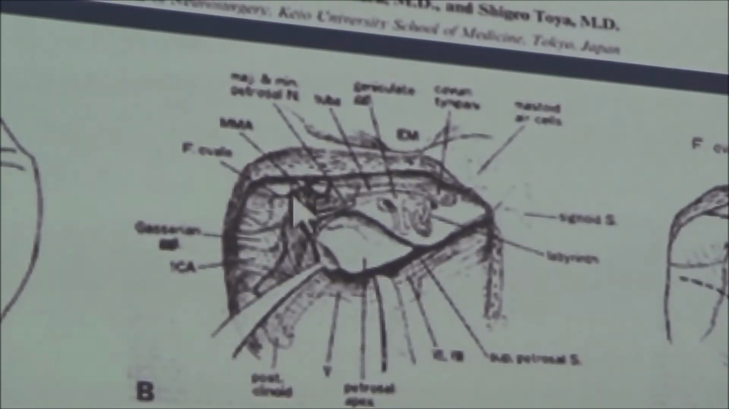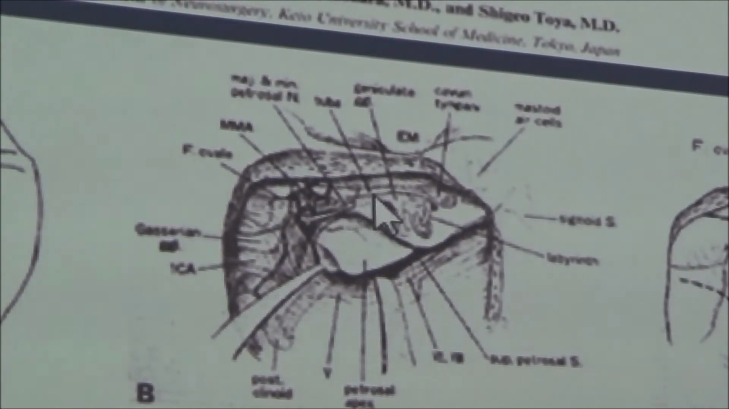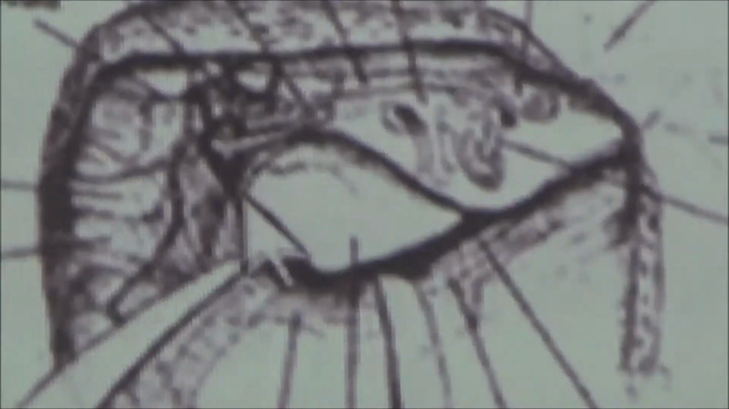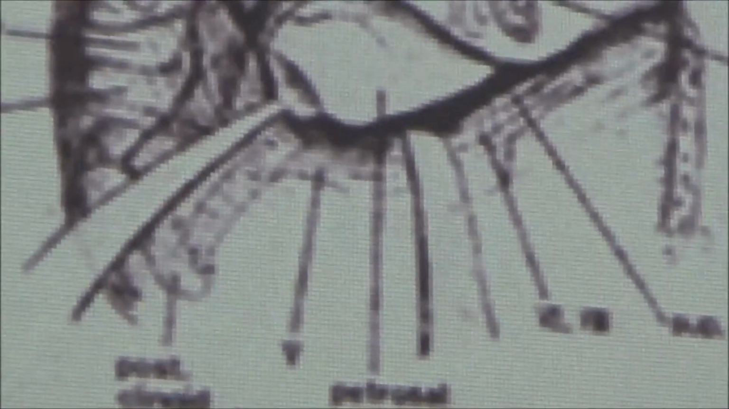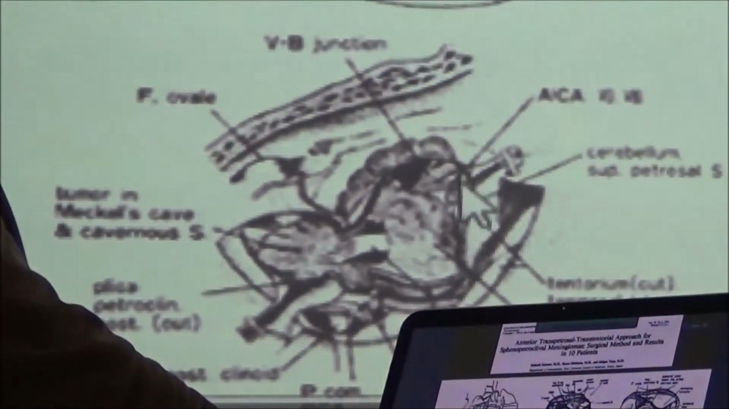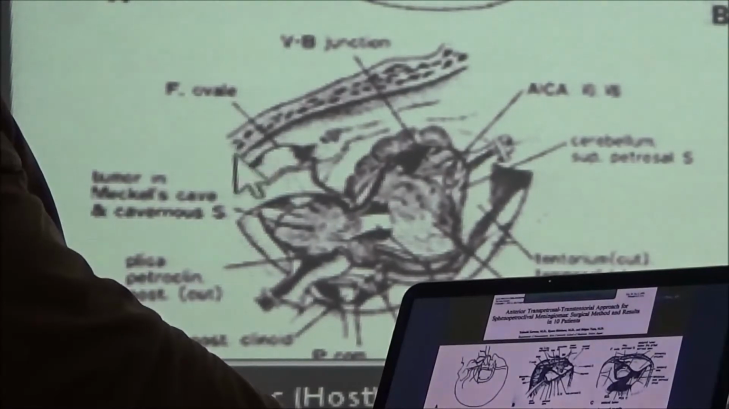Gasserian ganglion here, foramen ovale here, middle meningeal, geniculate ganglion. And this is where he's going to drill out. And then he came across an epidural tumor, and this is the drilling. This is ICA, foraminal valley here, and the tumor extending to Meckel's cave.